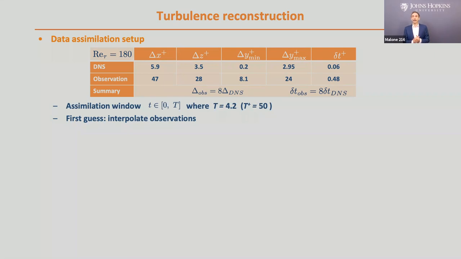Our initial guess will be simply interpolating the observations, and then we try to refine that. Our observation time horizon is 50 plus units, and of course, we're interested in being able to make forecasts beyond the 50 time units.